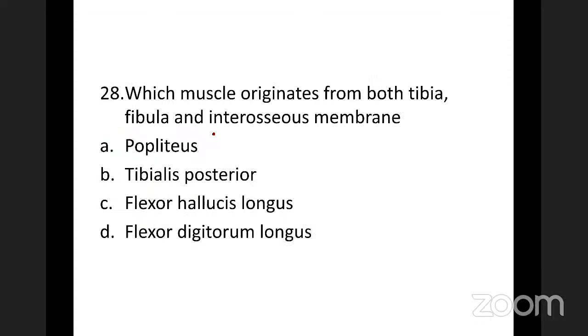Excellent. Okay. Which muscle originates from the tibia, fibula, and interosseous membrane? It has to arise from tibia, fibula, and interosseous membrane: popliteus, tibialis posterior, flexor hallucis longus, flexor digitorum longus. It is tibialis posterior. See, popliteus arises from the lateral condyle of the femur and attaches to the tibia. It has no attachment to the fibula. Whereas we discussed that tibialis posterior arises from the tibia, the interosseous membrane and also the fibula on the posterior aspect. So the answer will be tibialis posterior.